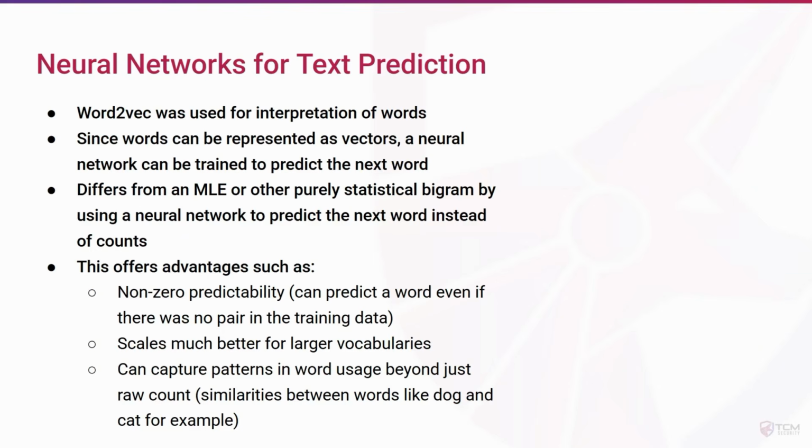Whereas in an MLE bigram, it scales quadratically. The more words we have, the more pairs we need to keep, and it just keeps getting bigger and bigger, so it's really hard to extend the vocabulary. Also, neural networks can capture patterns in word usage beyond just raw counts, because they can take into account similarities between words like dog and cat, and how the word dog was used in the training data could be transferred over to how the word cat might be used.